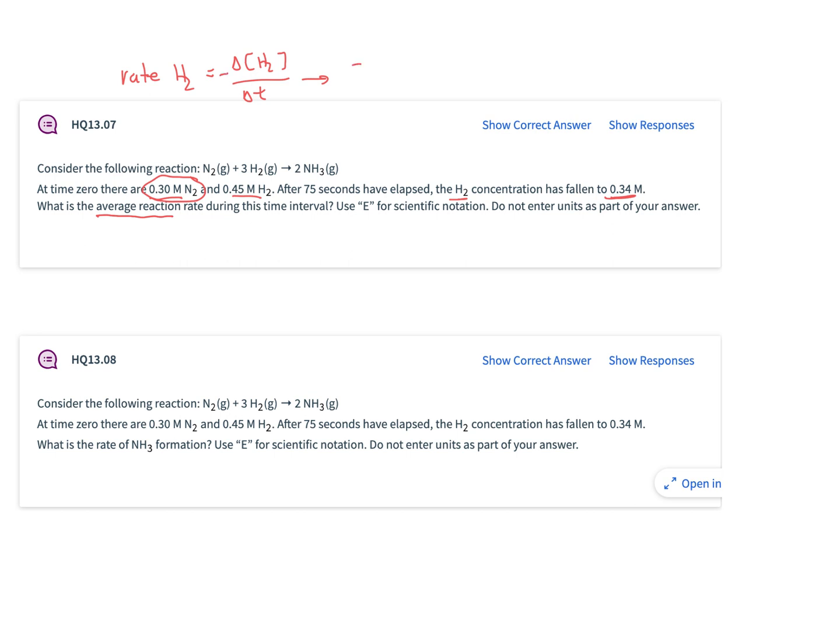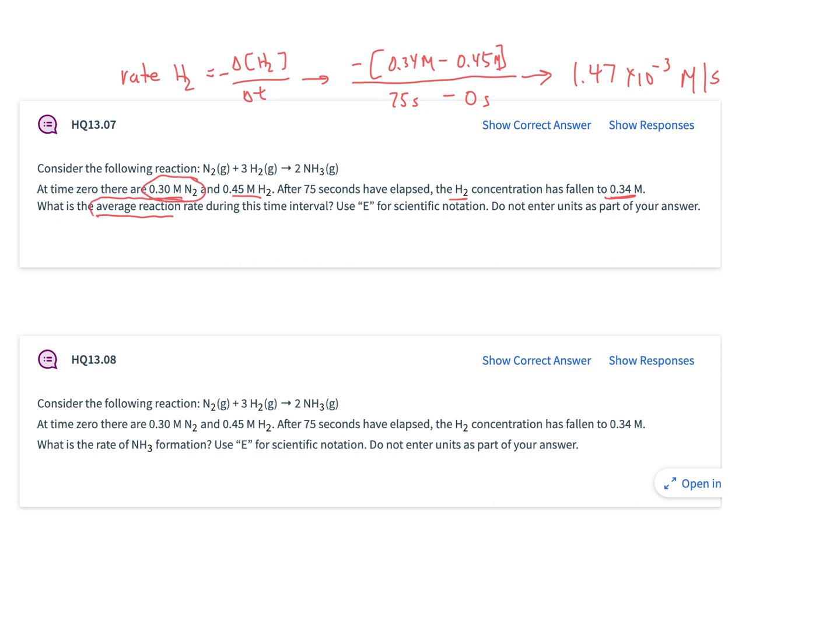All right, so a negative, my final concentration, 0.34, my initial concentration, 0.45 molar. My change in time, final time was 75 seconds, initial time was 0. So basically we have 0.11 divided by 75. So I get the relative rate of this reaction with respect to hydrogen, 1.47 times 10 to the minus 3 molar per second. That is the relative rate with respect to hydrogen.